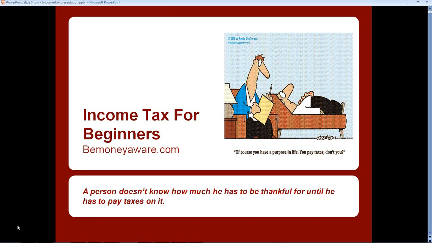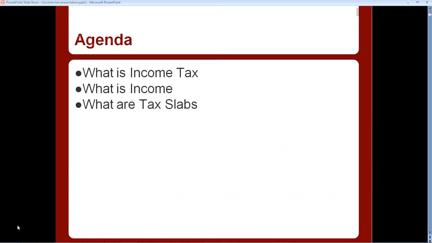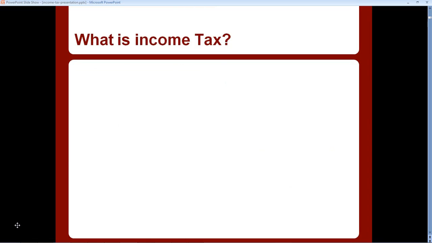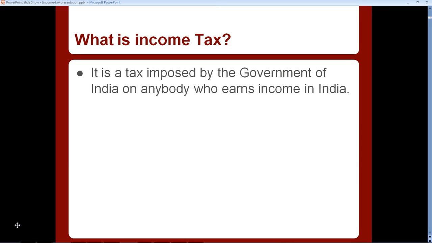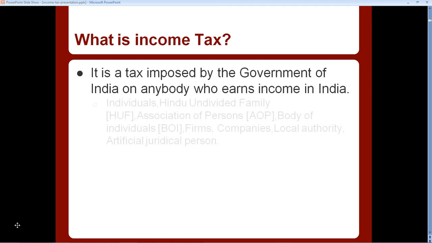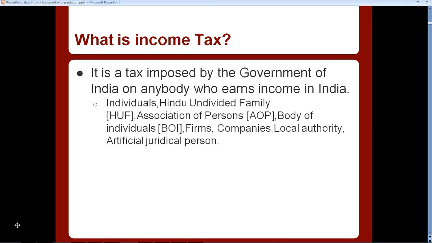Income tax. What is income tax? What are tax slabs? Let's start with what is income tax. Income tax is the tax levied by the government of India on anybody who earns income in India. By anybody we mean individuals, Hindu undivided family, firms, companies, etc., whether you are a resident of India or a non-resident of India or NRI.